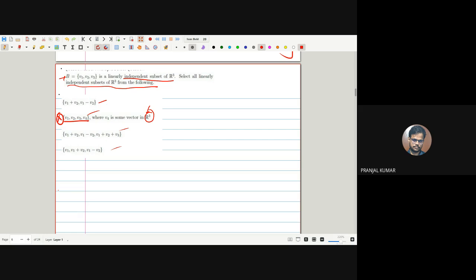First of all, you should know that when you are talking about only two vectors, v1 and v2, for these two to be linearly independent, this vector should not be a linear multiple of this, that is, a scalar multiple of this.